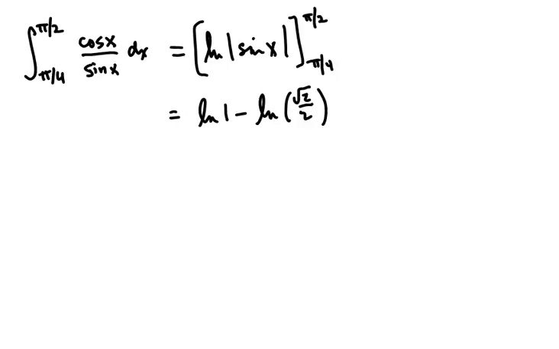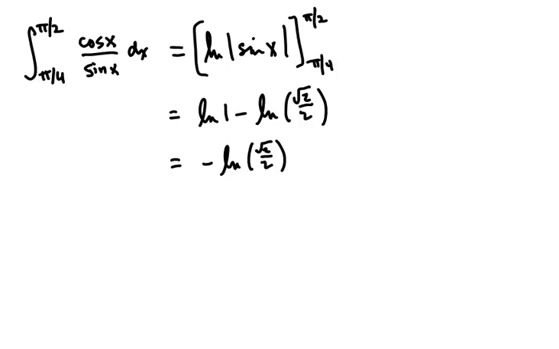we get the natural log of 1, which is sine of pi over 2, minus the natural log of root 2 over 2, which is sine of pi over 4. And since the natural log of 1 is 0, we're just left with the negative of the natural log of root 2 over 2. And we couldn't find that answer there.